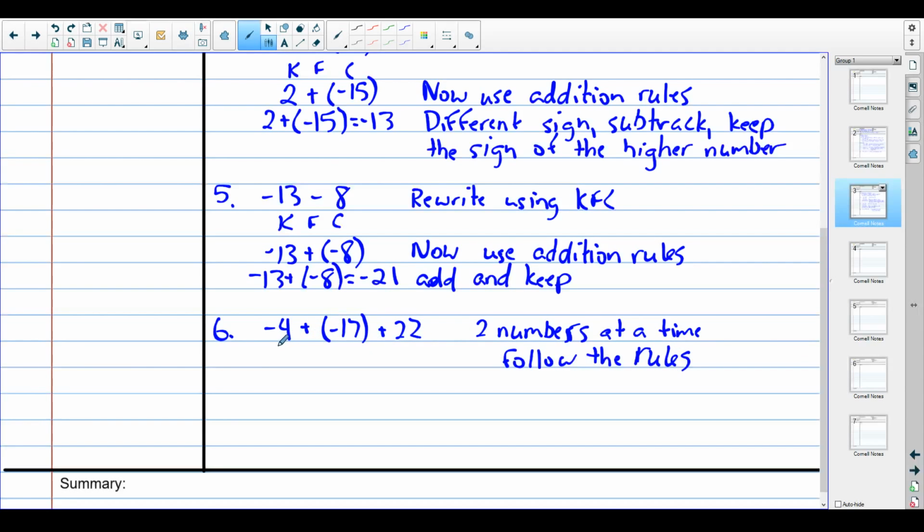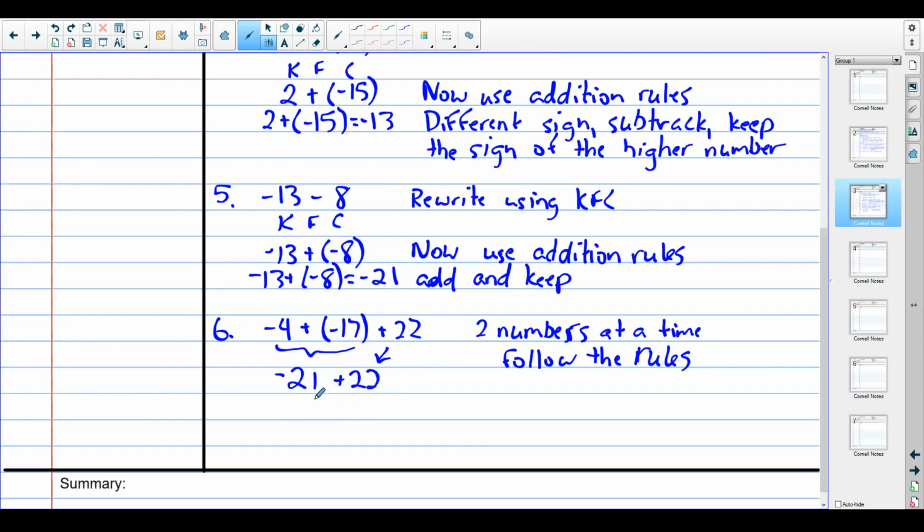Okay, so I'm going to start right here with these first two numbers. So negative 4 and negative 17, they're both negative. So we're going to add those together and keep that sign. So 4 and 17 makes 21. Negative plus a negative is going to stay negative 21. And then I'm going to bring the rest down. Okay. So we just worked with the first two numbers. Bring everything else down. And then we do it again.